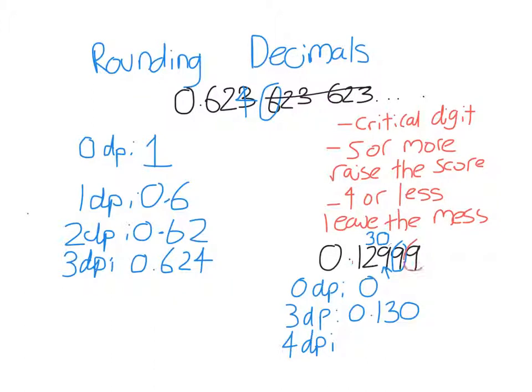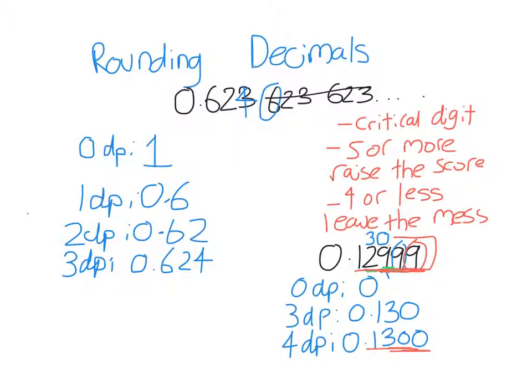The critical digit, 5 or more, raise the score. I can't raise this one, I can't raise this one, so I have to raise this one. So to 4 decimal places is 0.1300, okay? So just so we note, when we're rounding decimals, we're not finding an equal number. 0.1300 is not equal to this, but it is the closest number with 4 decimal places to our original number.